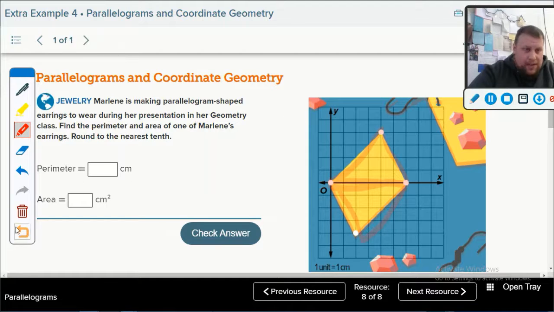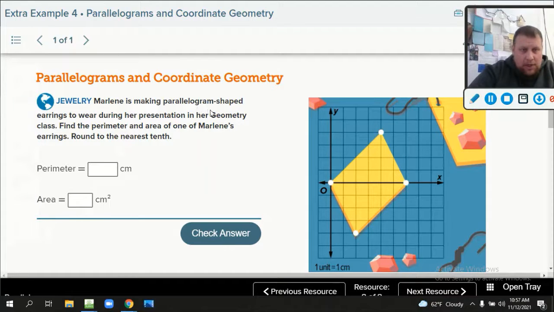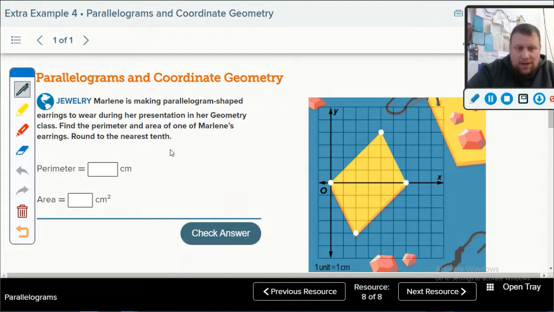What this question is asking us to do is it says Marlene is making parallelogram shaped earrings to wear during her presentation in her geometry class. Find the perimeter and area of one of Marlene's earrings round to the nearest tenth. Okay? So first things first, I'm actually going to start with the area. The area is the easiest. Because if I look at this triangle, what is the formula for area of a triangle? So area of a triangle equals 1/2 base times height.